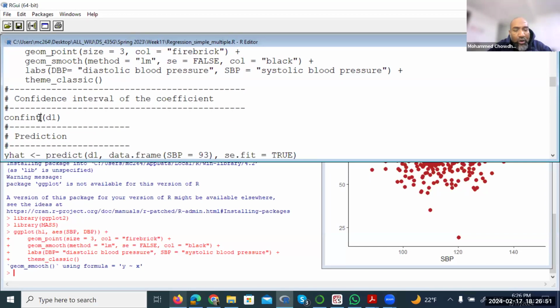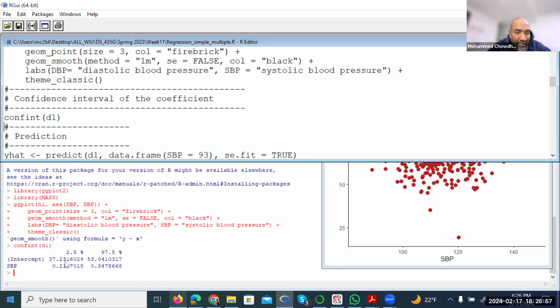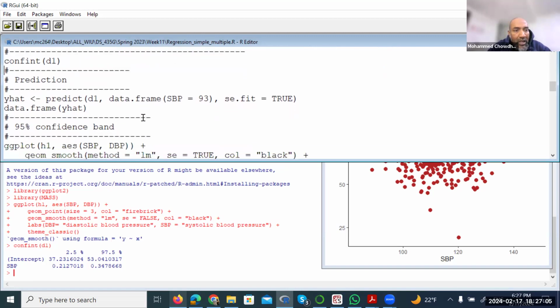Now if I want to find the confidence interval for the estimates beta 0 and beta 1, that is the way you can find it. This is the 95% confidence interval for the intercept, and that is the 95% confidence interval for the slope. Okay. So now after the confidence interval, we want to construct the confidence band as well as the prediction interval.